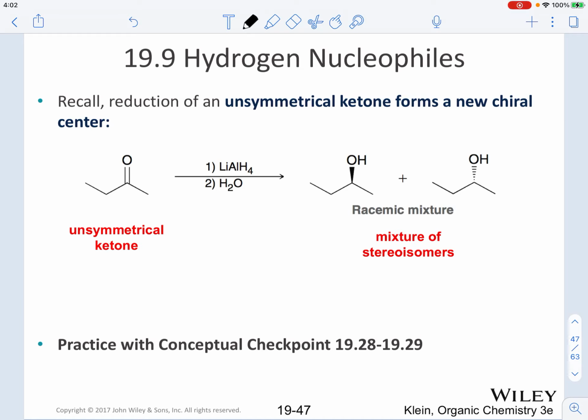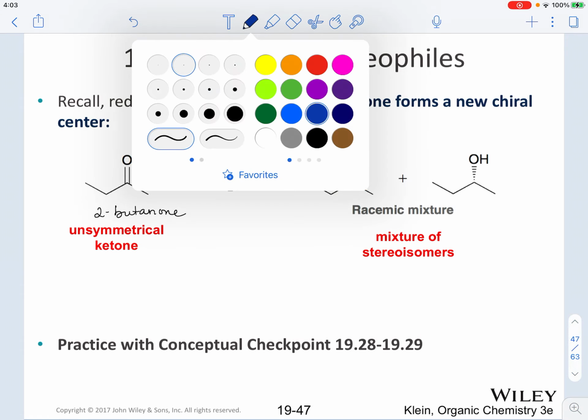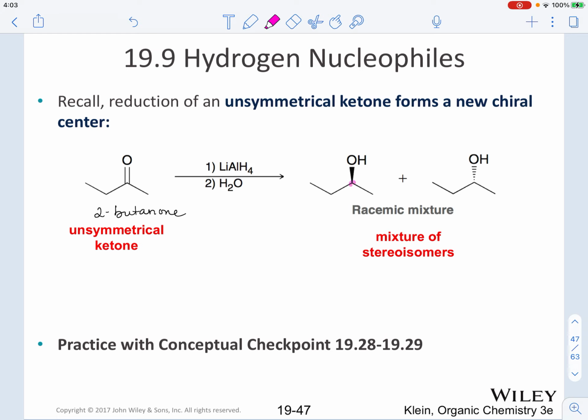So as you can see here, the ketone that we have, which is 2-butanone, when it undergoes reduction with lithium aluminum hydride followed by water, it's going to form a chiral center, okay, specifically at the carbon that used to be the carbonyl at this position. So once the reduction happens, understand that we're going to have a mixture of stereoisomers. And again, that process is part of the hydride nucleophiles.